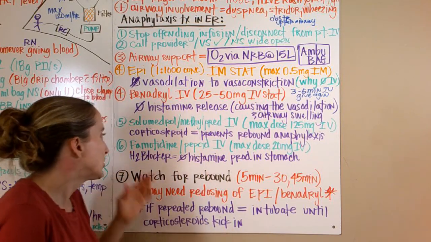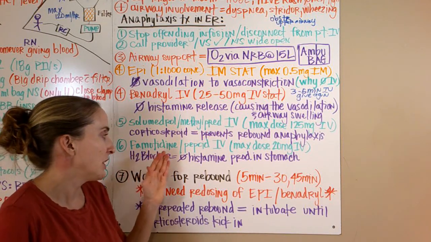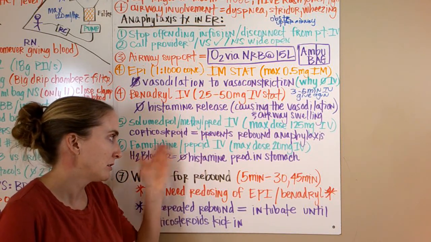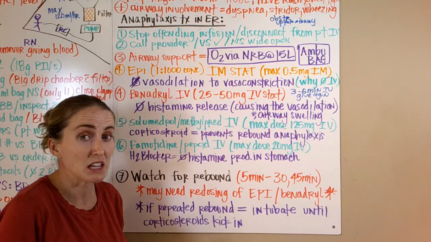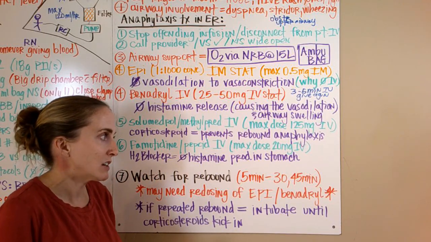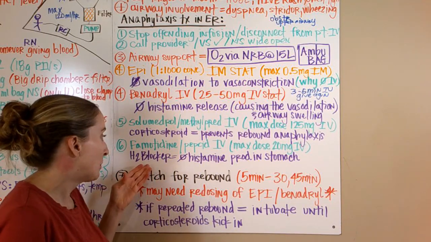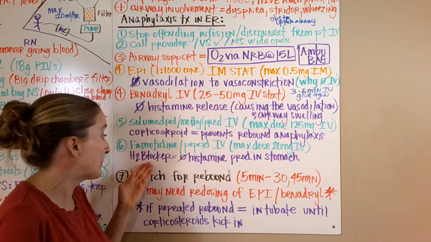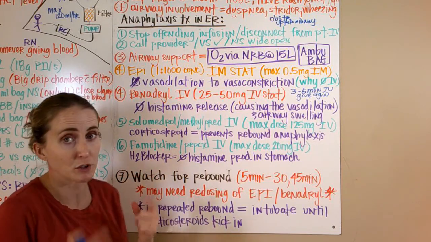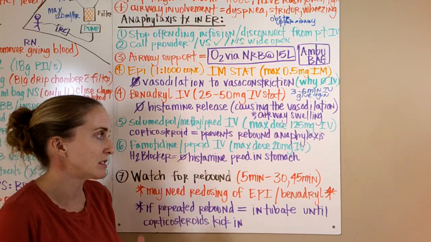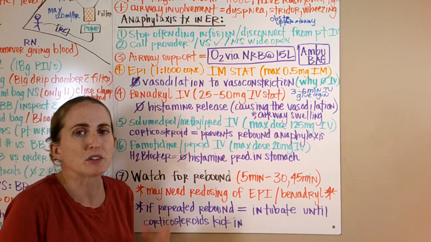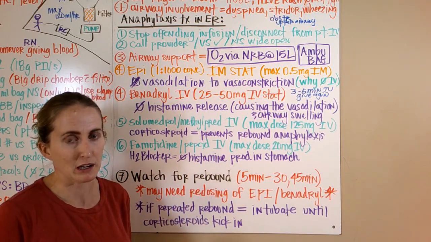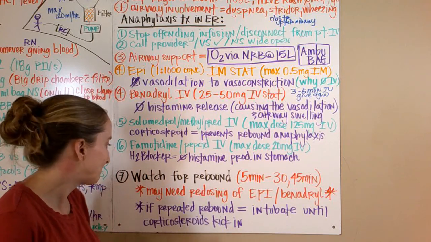Okay? And then we also give famotidine in the ER, same thing as Pepcid, and that's given IV. We give a max dose of 20 milligrams, but Pepcid, if you remember, is an H2 blocker. So it also blocks histamine, but it blocks the release of histamine at the stomach. So this is another helper to help block histamine along with Benadryl, okay?